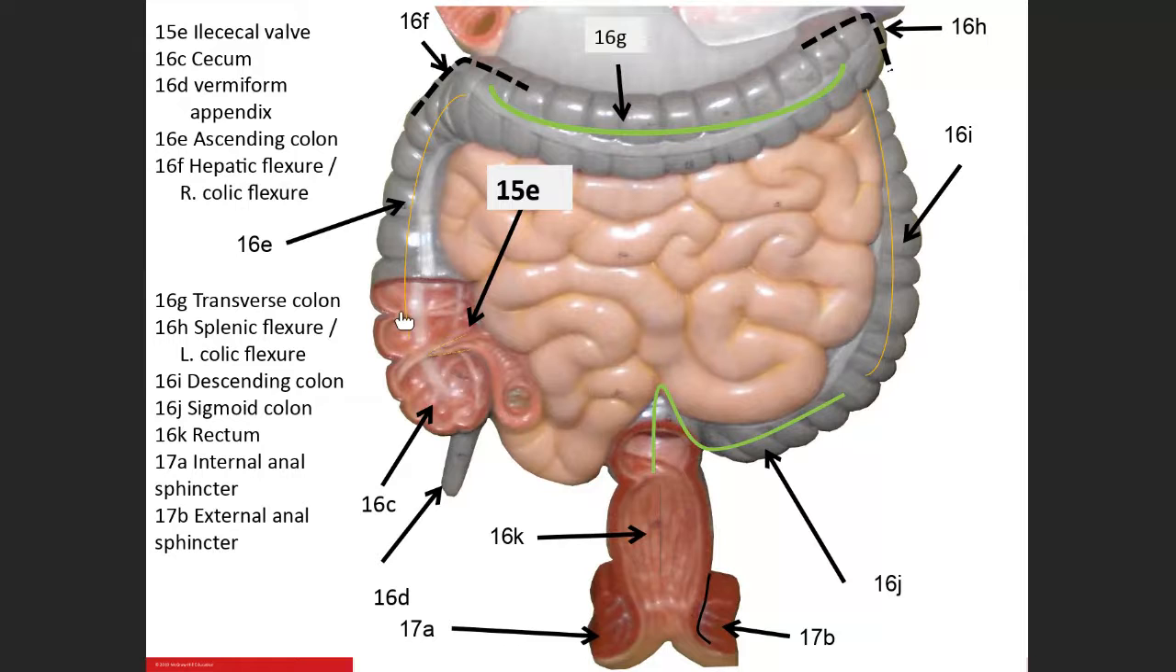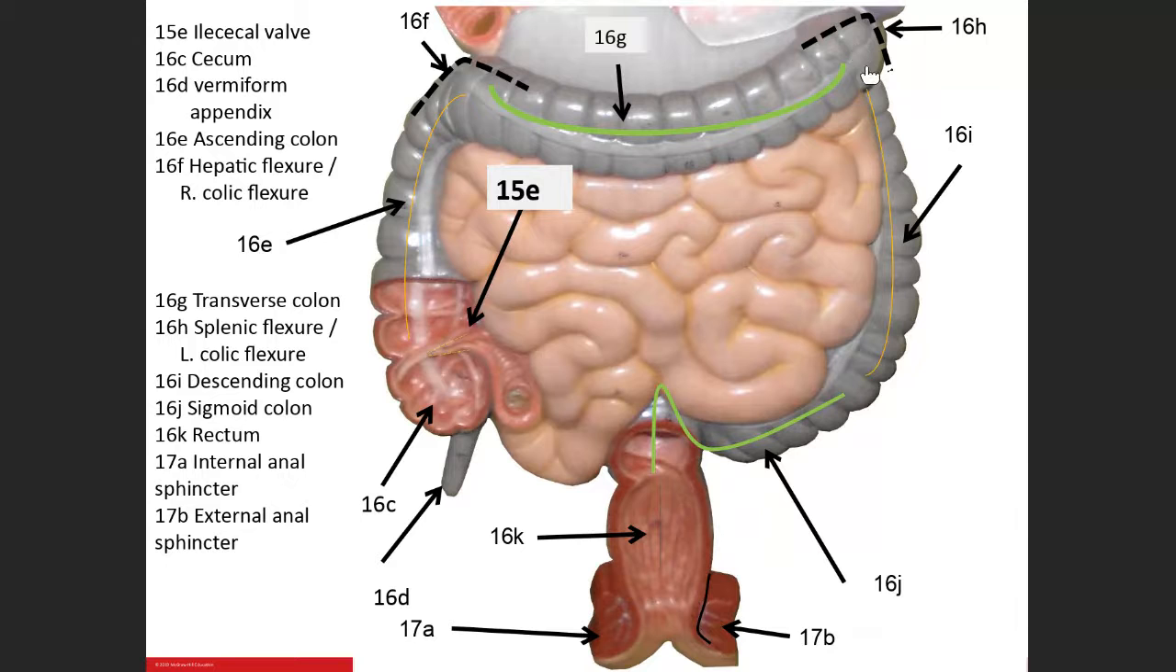Then as we move up on the right side, this is going to be the ascending colon, and it comes to this first curvature here. This first curvature is known as the right colic flexure or the hepatic flexure, called the hepatic flexure because that's the side the liver's on. Then we cross from the right side of the body over to the left side in the transverse colon. And then we come to another flexure. This is the left colic flexure or the splenic flexure because the spleen is just above that.